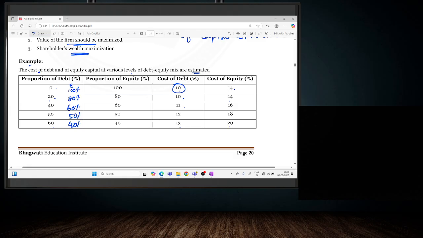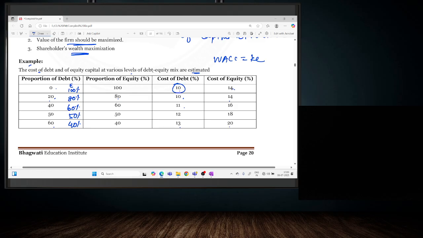In this case, the first scenario is the company using any debt. There is no debt. So we can say that the company is not using debt, but they are using only equity. So we can say that weighted average cost of capital is exactly equal to cost of equity. That's all. I hope you are getting the point. Got it?